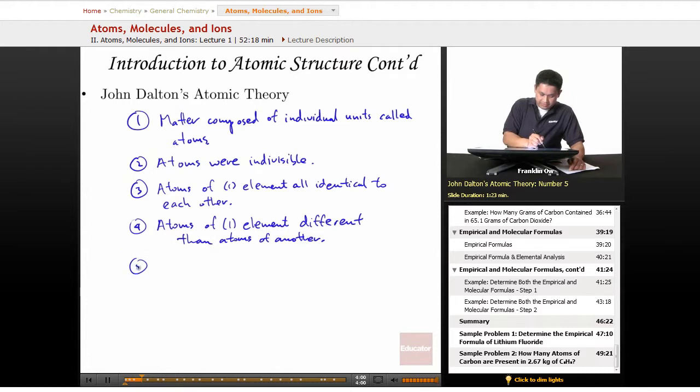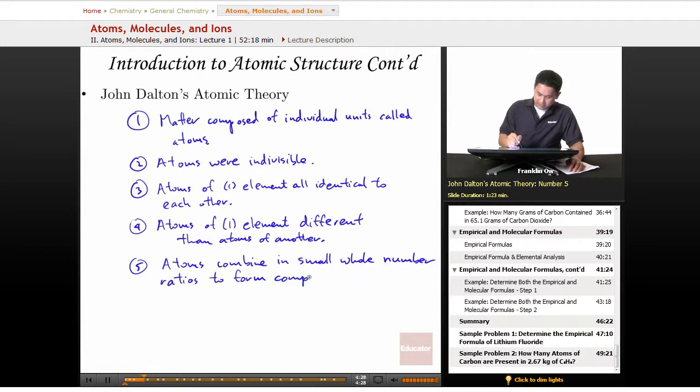And finally, the fifth and final premise was that when elements combine, they can combine in small whole number ratios to form compounds. So atoms combine in small whole number ratios to form compounds. And this fifth premise here is going to be looked at again, and that's what we call the law of multiple proportions.